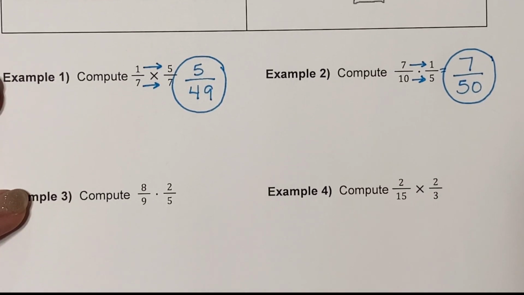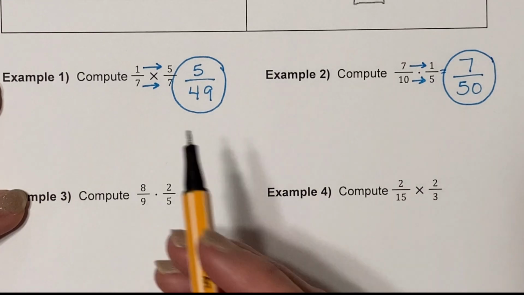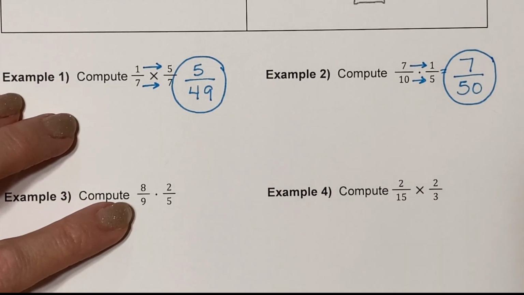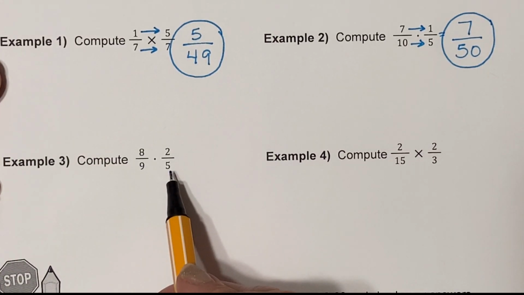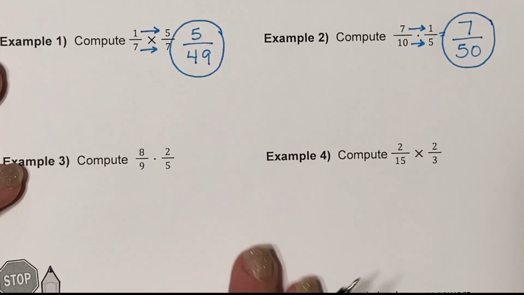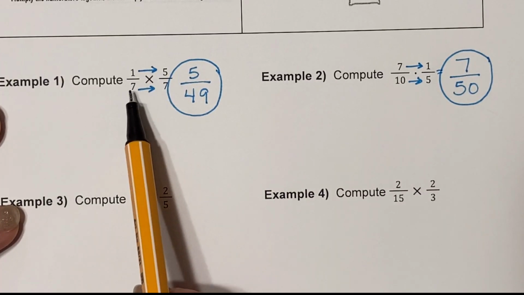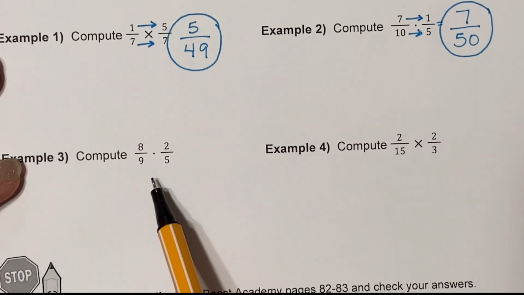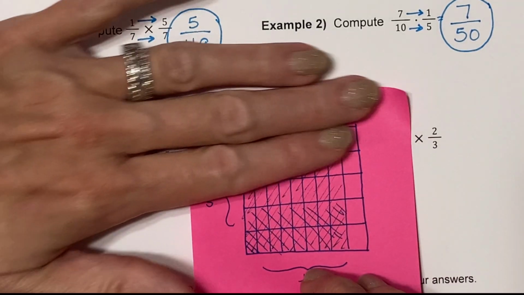Now let's do one. Notice that examples 1 and 2 had some unit fractions in there. Let's do one that doesn't have a unit fraction. Compute 8/9 times 2/5. Well, my goodness. It was easier to think in the previous examples of what's 1/7 of 5/7, but 8/9 of 2/5, that doesn't seem easy. You know what, let's use a picture just to see what this looks like.